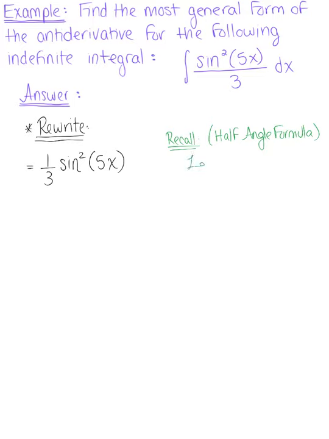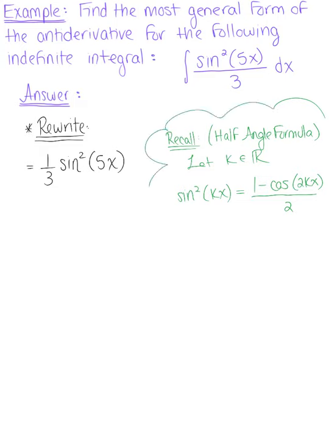So if we let k be some real number, some arbitrary constant, if we have sine squared of kx, this is equal to 1 minus cosine of 2kx, all divided by 2. So we'll use our half-angle formula here to help us rewrite this expression as something we can integrate or anti-differentiate.